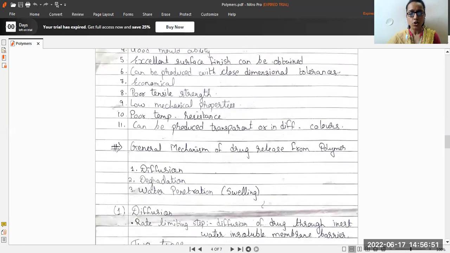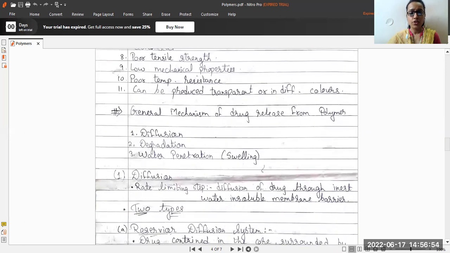Next, let us talk about the general mechanisms of drug release from the polymers, how the polymers can be used so that the drug release is made easy. For that, we have to study the mechanism of how the drug will be released from the polymer so that we can decide what kind of polymer can be used in different novel drug delivery systems.